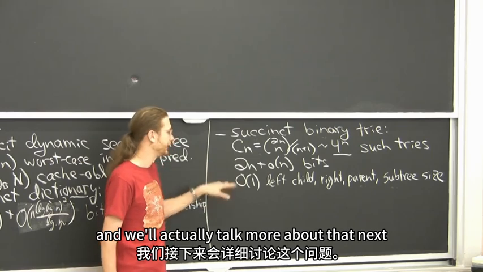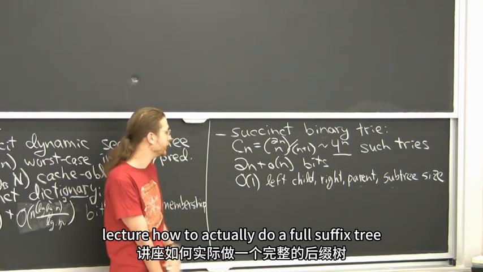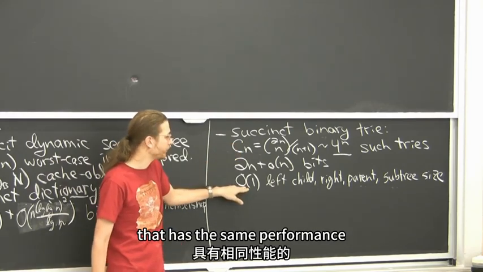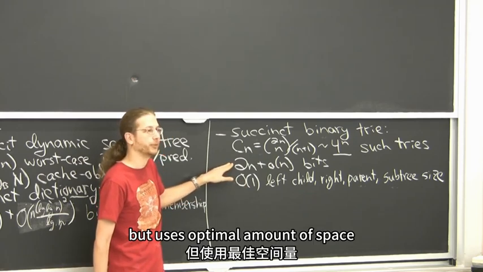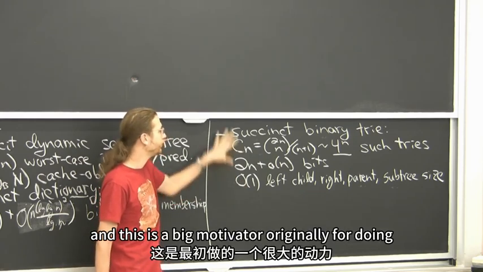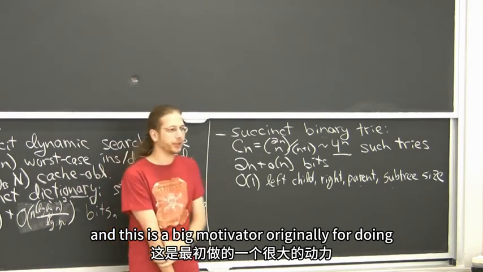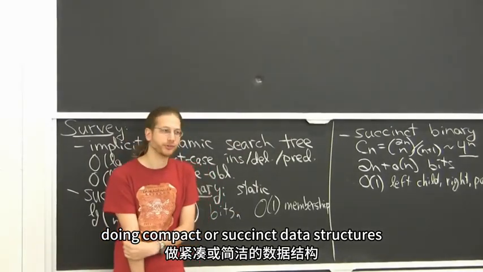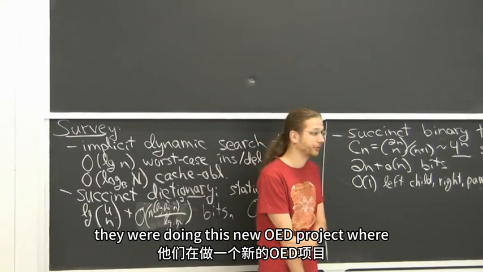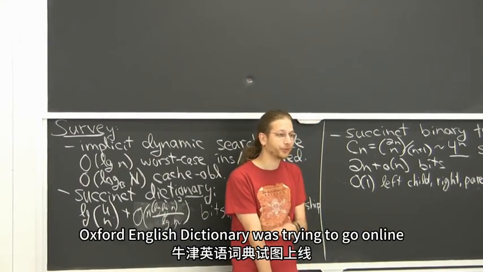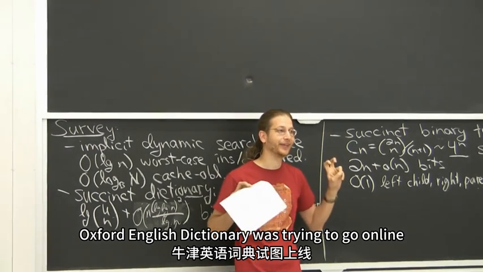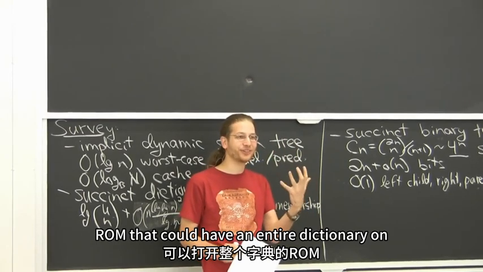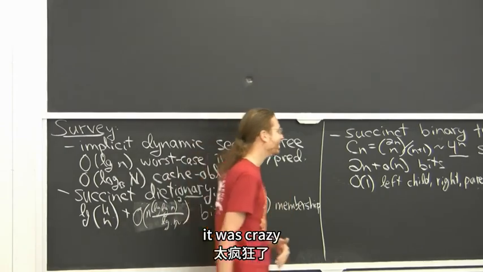We'll actually talk more about that next lecture, how to actually do a full suffix tree. But this is a component of a binary suffix tree that has the same performance but uses an optimal amount of space. And this was a big motivator originally for doing compact or succinct data structures. At the University of Waterloo, they were doing this new OED project where the Oxford English Dictionary was trying to go online or digital. And this concept of having a CD-ROM that could have an entire dictionary on it was crazy.